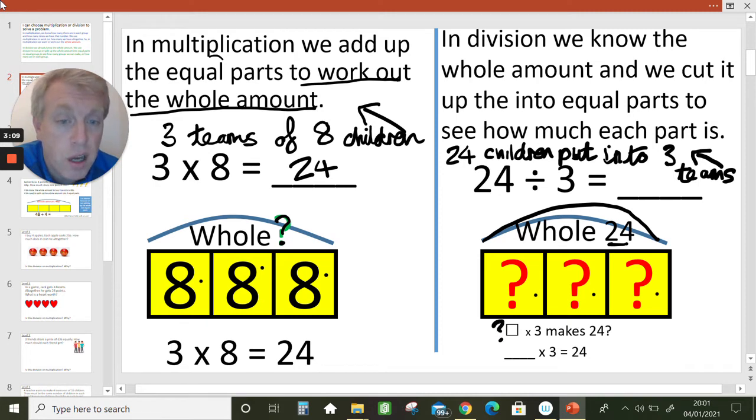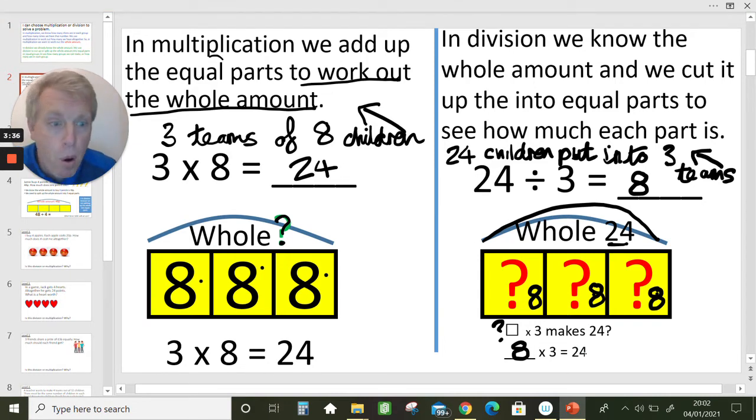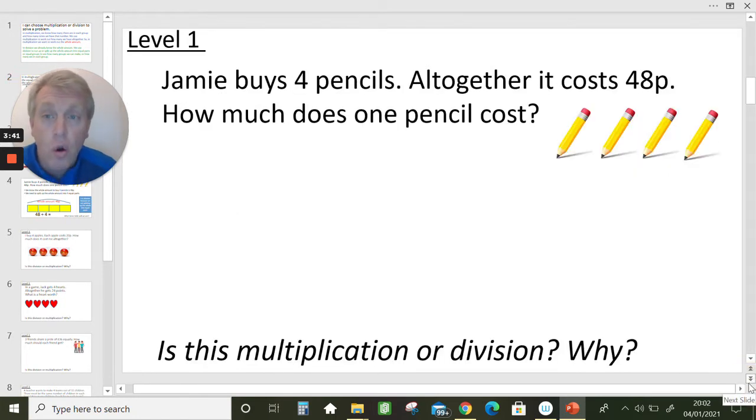3 times, 1 time, 2 times, 3 times, and we use our 3 times table. How many 3's make 24? 8 times 3. So 24 divided by 3, that makes 8. We don't know how many is 8. We use division to start with the whole amount, to split it into 3 parts, and to work out how much each part is. So let's look at some problems and see how we can choose multiplication or division.